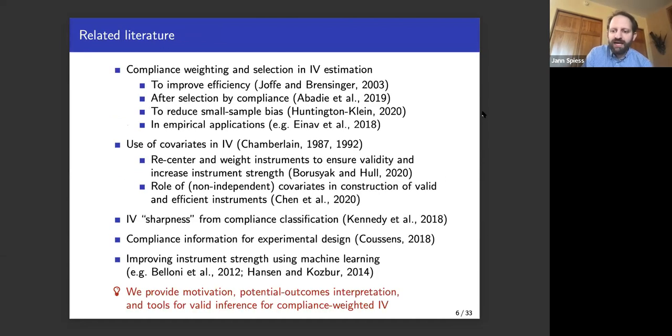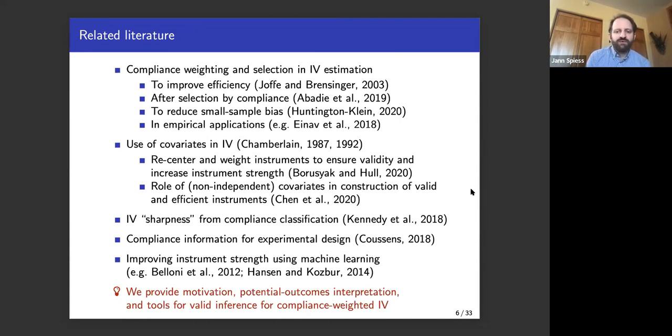Now, before we go there, I want to be very transparent that we are by far not the first to propose weighting by compliance, and that even the implementation we propose is very similar to one that has recently been proposed by Huntington-Klein. And so, therefore, let me go in some detail over the existing literature that we are aware of in this area. So first of all, the idea of weighting IV by compliance, the earliest reference that explicitly deals with that we were able to find is from the biostatistics literature by Joffe and Brensinger in 2003.